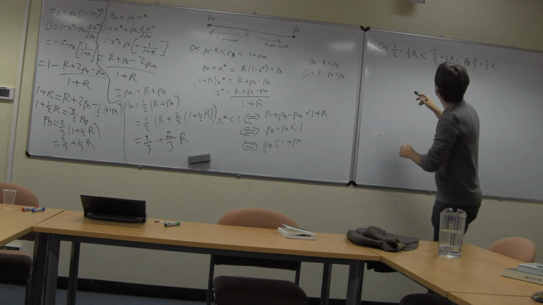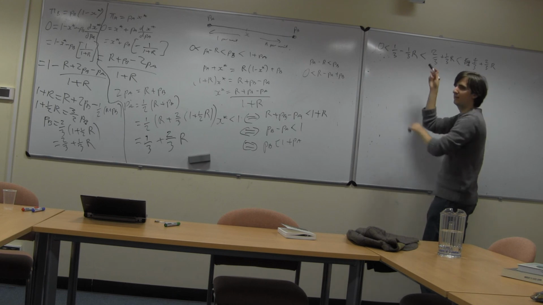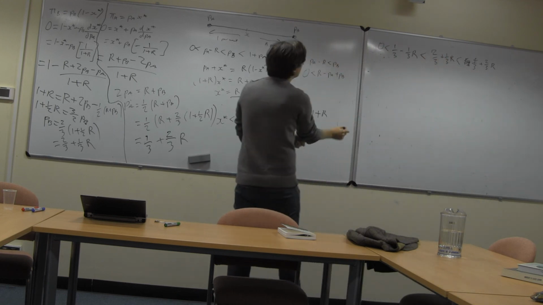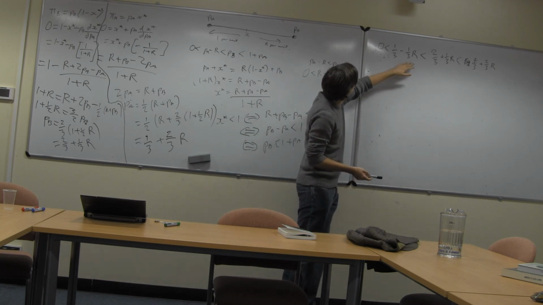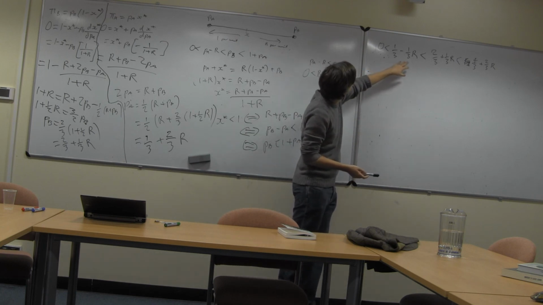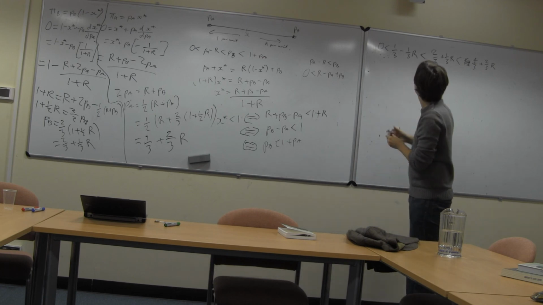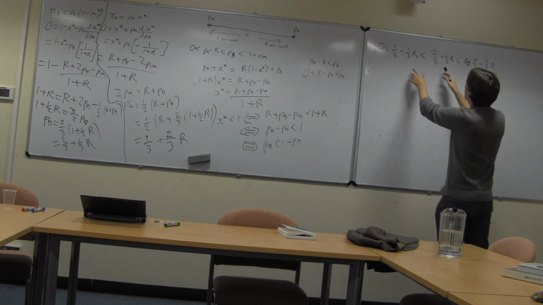And so you could solve this to find a range of values for R for which this problem makes sense. So from this one, say, this is going to tell you that R has to be less than 1. This one will tell you the other bound.